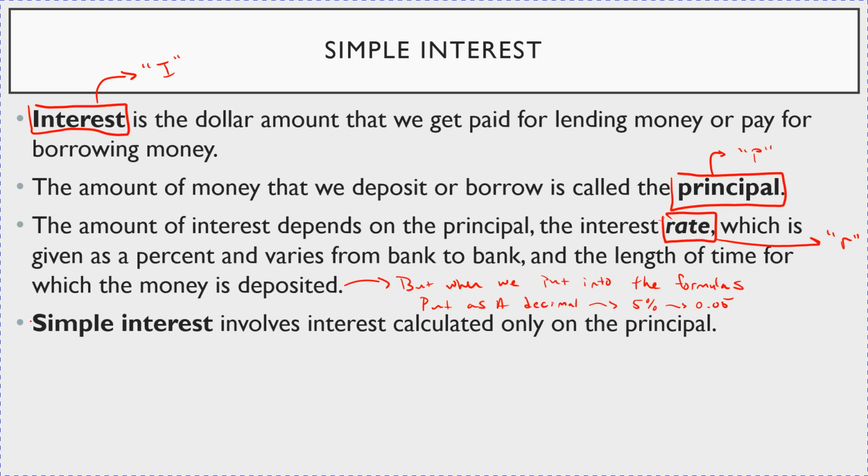And so what we have now is what's called simple interest. Simple interest involves interest calculated only on the principal. No interest on interest. Interest on interest is how things are done in the real world, but simple interest is just going to involve interest calculated only on the principal.